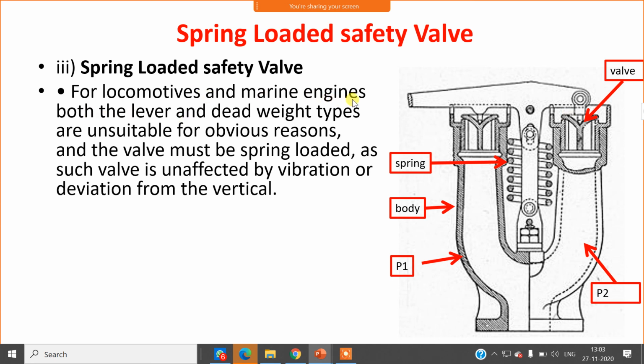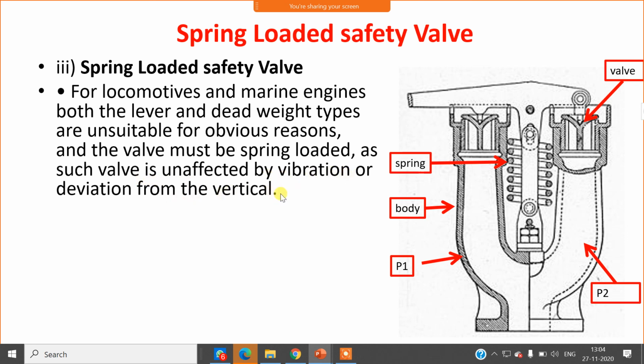For locomotive and marine engines, both lever and deadweight safety valve types are unsuitable for various reasons, and the valve must be spring loaded. As such, the valve is unaffected by vibration or deviation from the vertical.